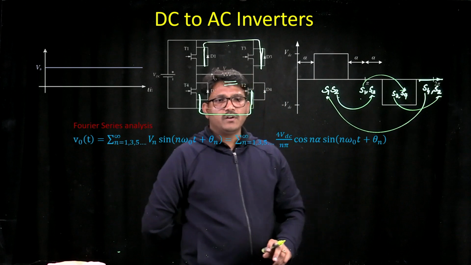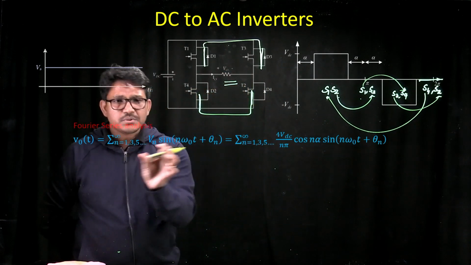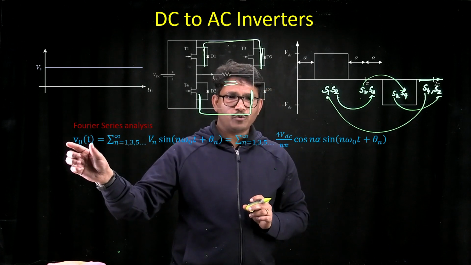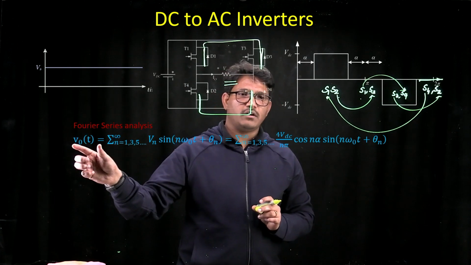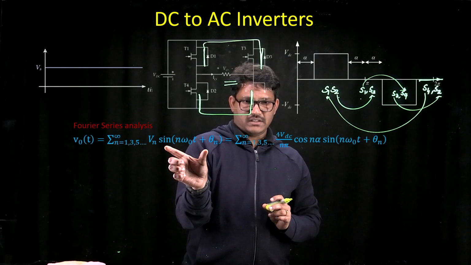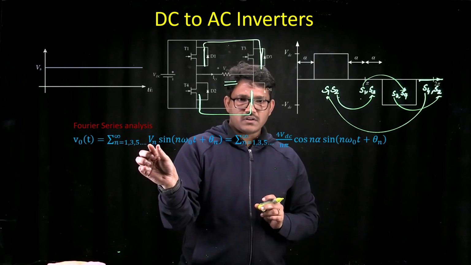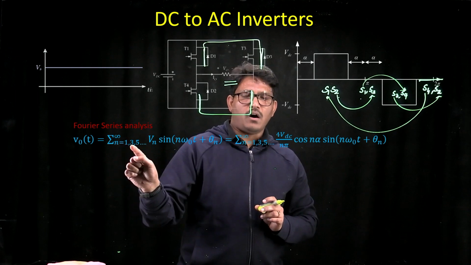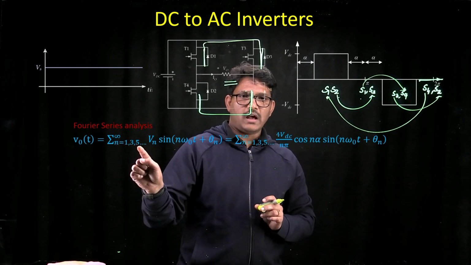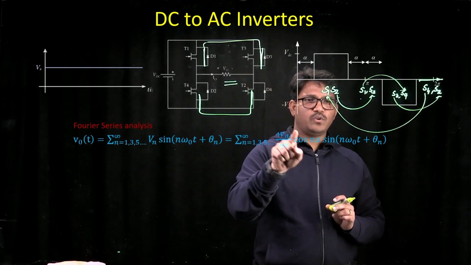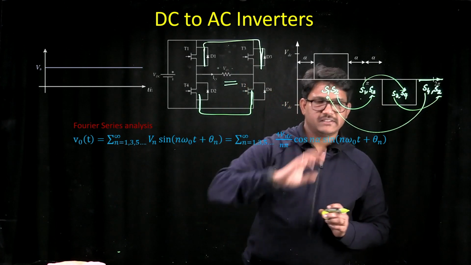So now if you look at that and substitute, my Fourier series is telling me that the output voltage is now a function of various sinusoidal voltages with a peak value of Vn, where Vn is non-zero only for odd values. So now we figured out that the value of Vn is 4VDC upon n pi cos n alpha.